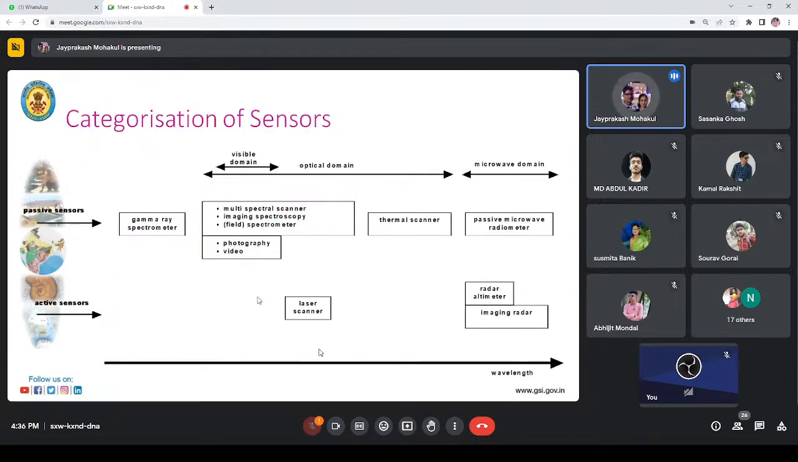So based on this categorization of the sensors, you can have passive sensors, that is gamma ray spectrometry, multispectral scanner, imaging spectrometry, field spectrometer, photograph, video. You have thermal scanner, and you can also have a passive microwave radiometer. You can have a radar altimeter, imaging radar, and laser scanner in the infrared range. These are the active sensors.